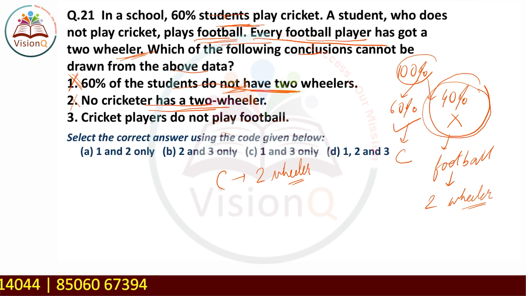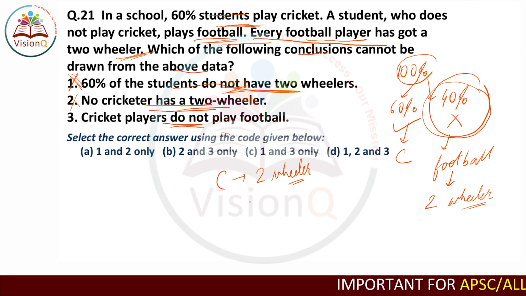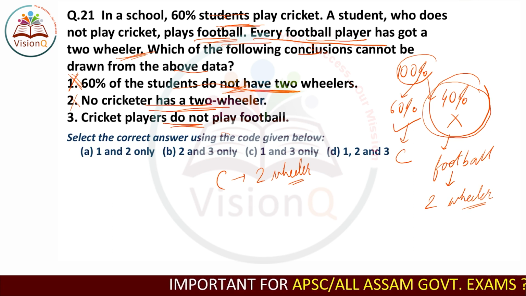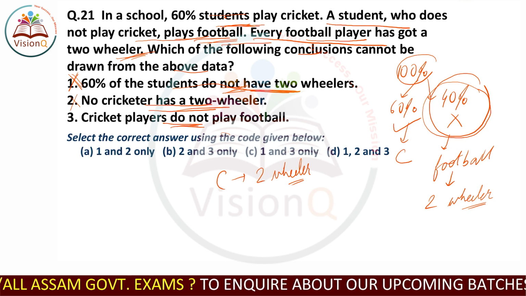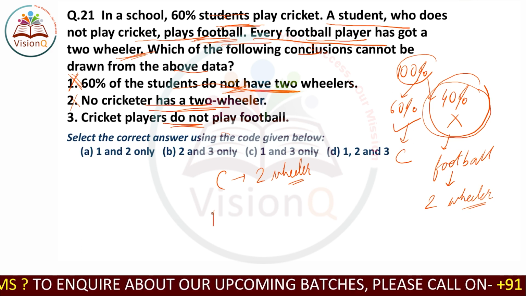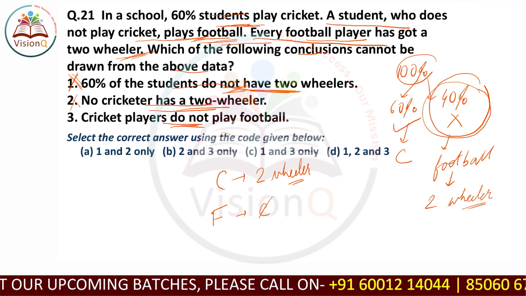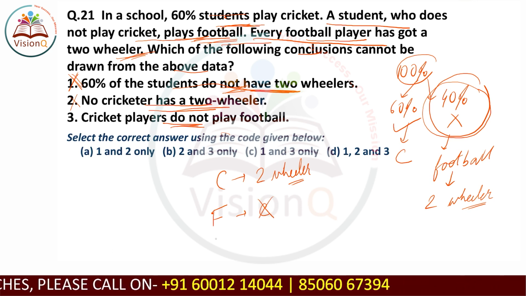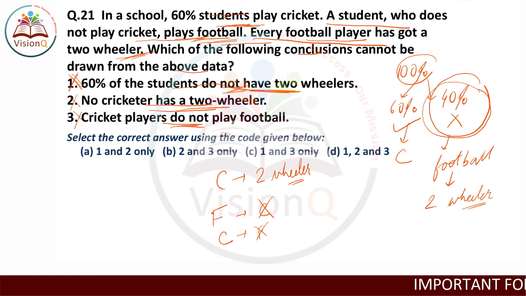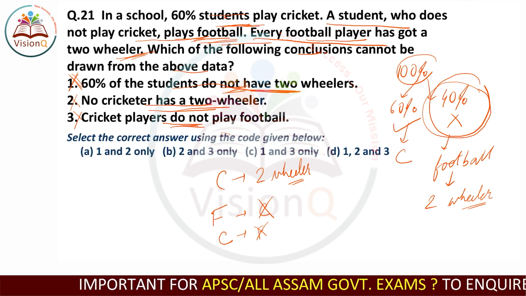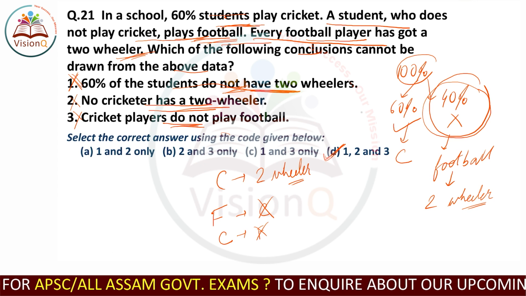Third says that cricket players do not play football. We know that football players do not play cricket. In the second line, it is given that a student who does not play cricket plays football. That means the student who plays football does not play cricket. It is not given that cricket players do not play football. So the third conclusion cannot be drawn from the given question. So all three are wrong. That means the answer is option D, 1, 2 and 3 of this question number 21.